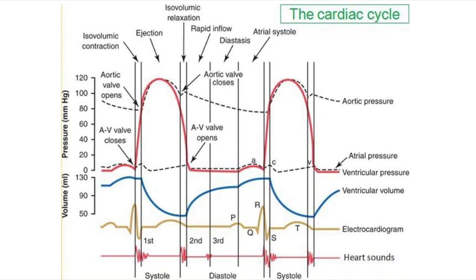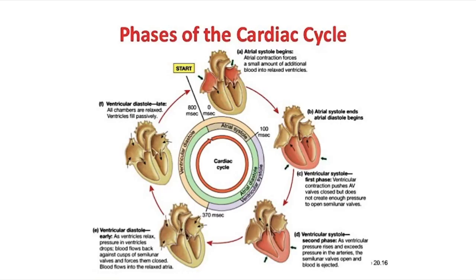Matching cardiac output to tissue needs is the responsibility of the autonomic nervous system, which regulates beat frequency, the extent of ventricular filling prior to contraction, and the contractile force. Well, let's now move on to the phases of the cardiac cycle.